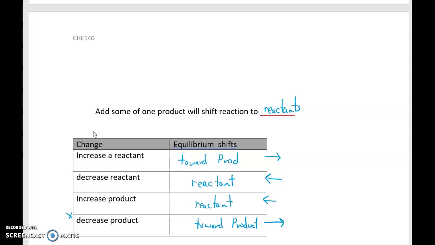This is how most commercial processes are done. In order to use up all of the reactants, a chemist will remove the product from the solution, often precipitating it, so that by removing the product, you pull the reaction toward the products.